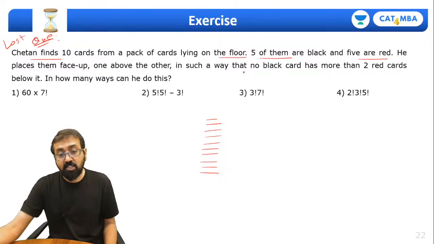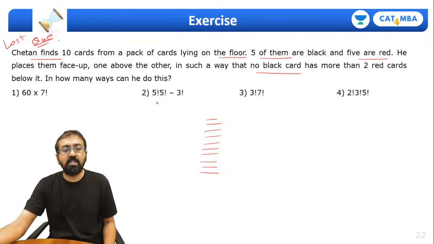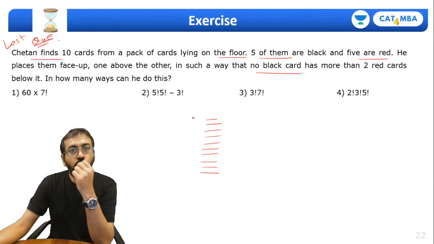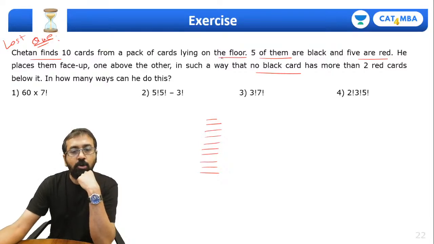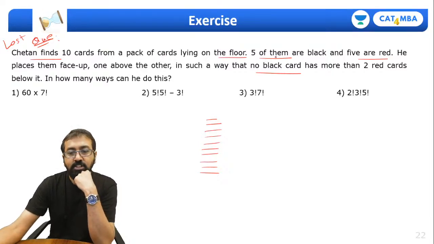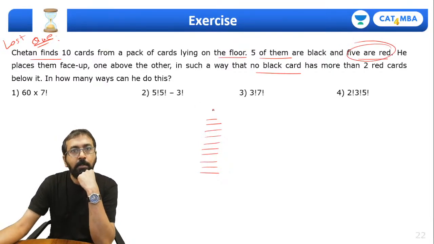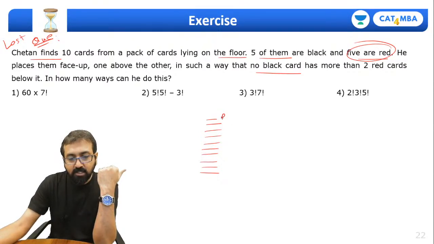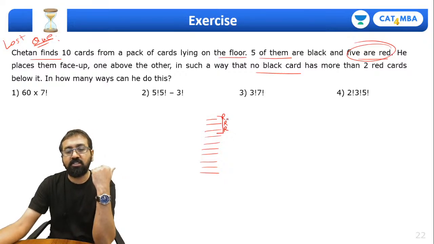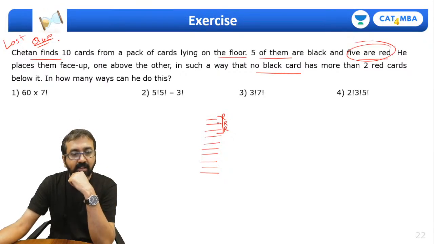He places them in such a way that no black card has more than 2 red cards below it. No black card has more than 2 red cards below it. Now, how many red cards do we have? So there are 5 red cards. Okay, what if I do it this way? I keep the first 3 cards as red cards. The first position, second position and third position. I keep these 3 positions and put the red cards there.